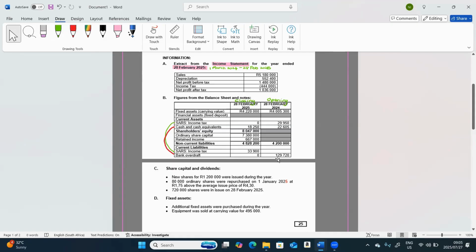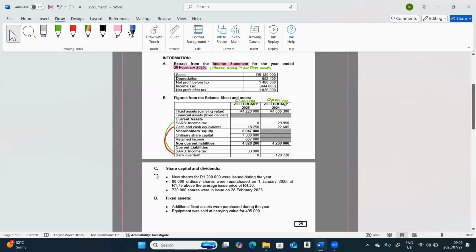Can you see 129,720? It's in the opening balance column. So we had a bank overdraft at the beginning of the financial year, right? But at the end of our financial year, when we look at cash and cash equivalents, can you see that the cash and cash equivalents is then under current assets? And that then means that we have recovered from a bank overdraft to having a positive bank balance of 18,250, guys. So that is very important to understand.